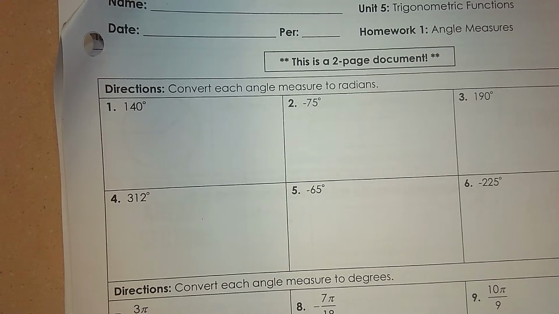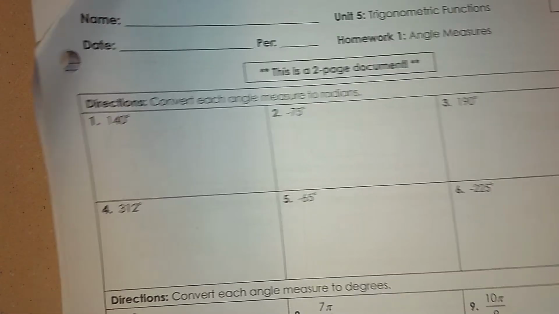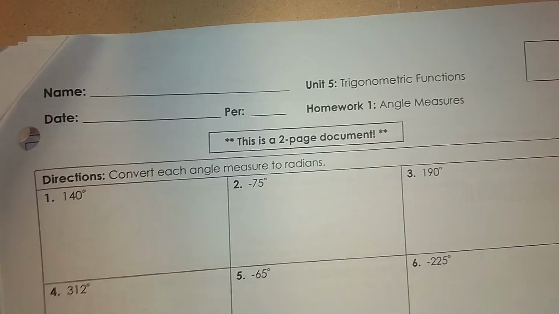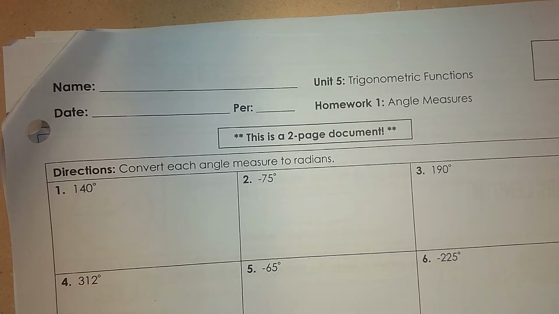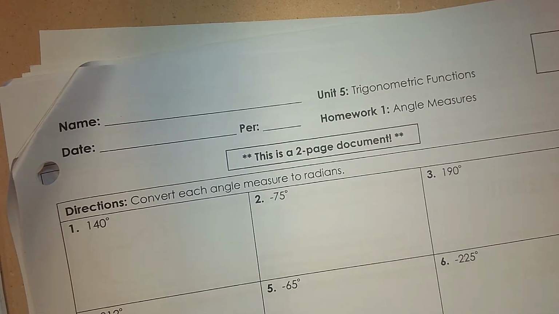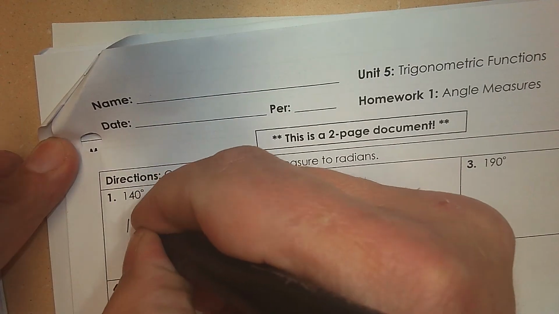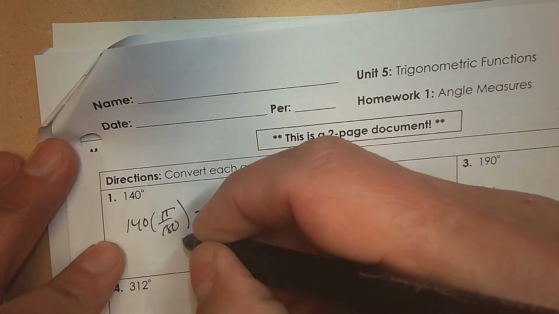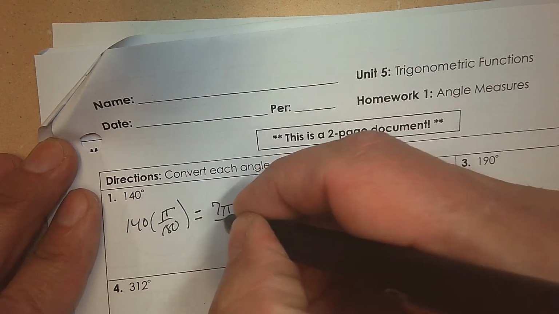All right. Here's your homework on angles and can you convert between radians and degrees. 140 degrees, how do we convert that to radians? So there's a simple ratio. So it's 140 times pi over 180. Keep pi in your answer, reduce the fraction down, and you have 7 pi over 9.